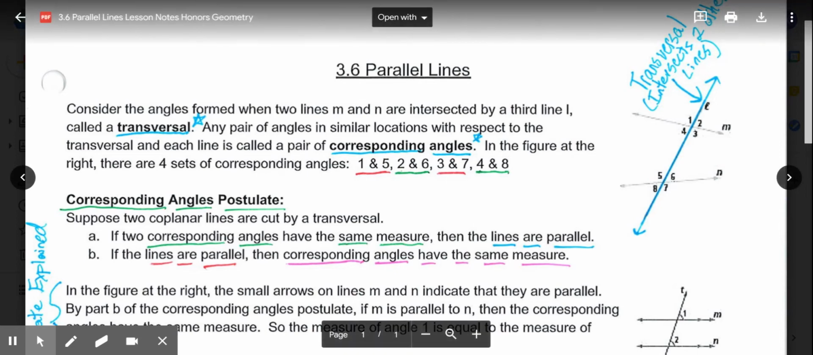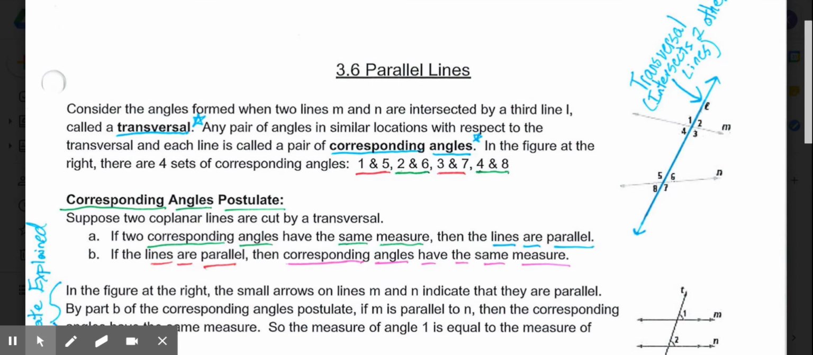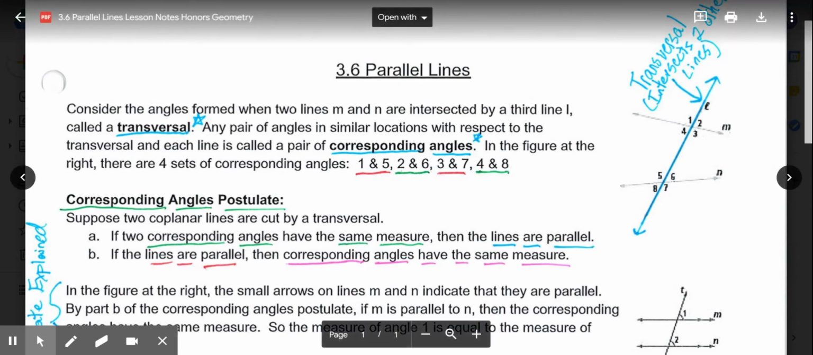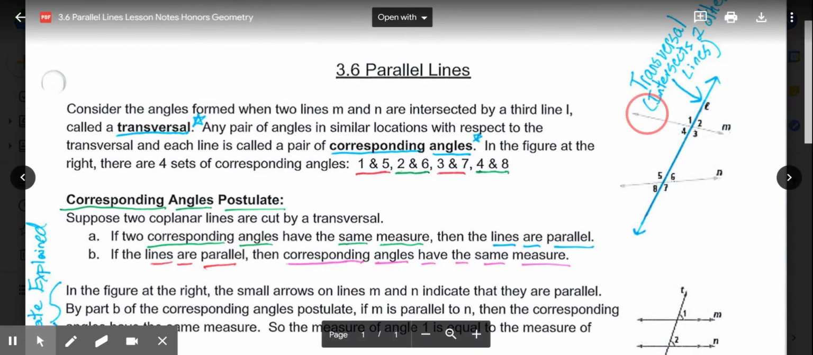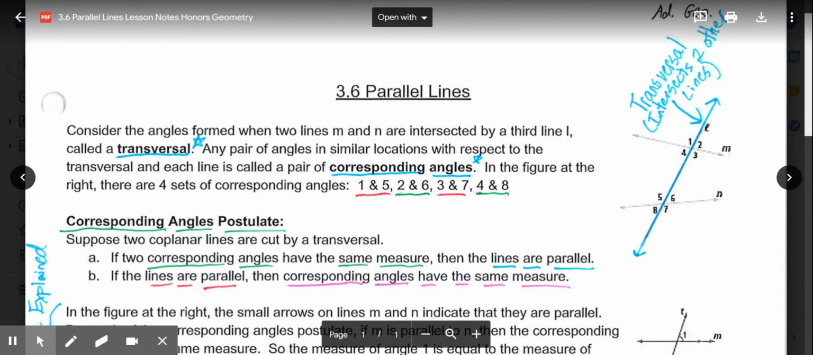So the first thing that we want to realize is if we're dealing with two lines, M and N, and they are intersected at different points by a third line, that line would be known as a transversal. So in this case, M and N are two lines. If L is intersecting both at different points, L is a transversal of M and N.